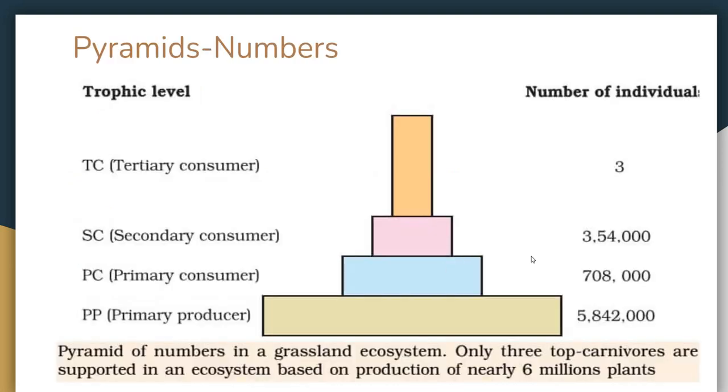Let's take a look at the easiest one, simply counting the numbers. So if you go to an area and you say, okay, these are primary consumers, these are secondary, these are primary producers, and so forth, how many do you have of each one? Okay?